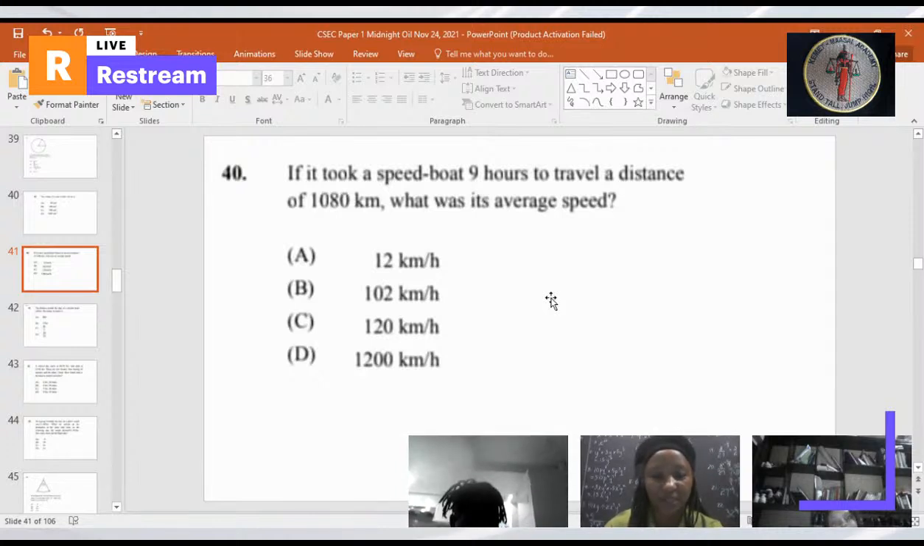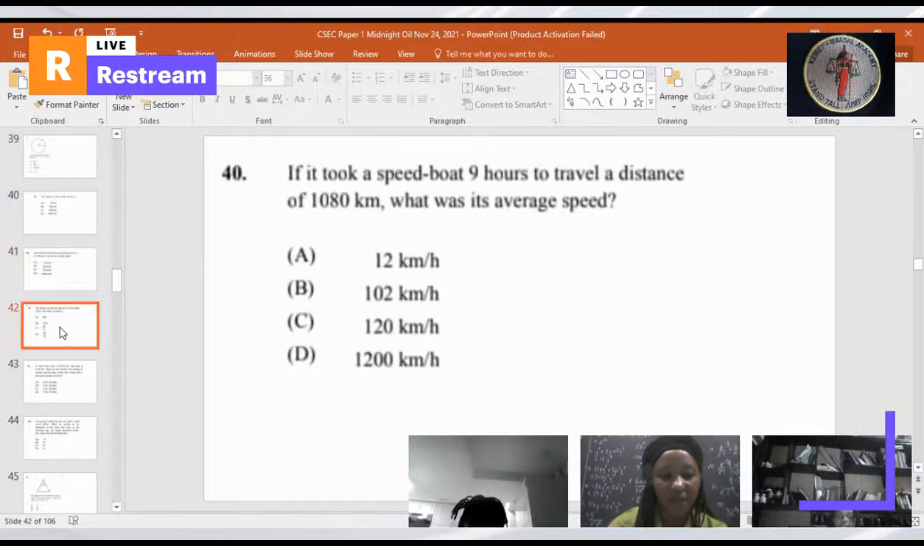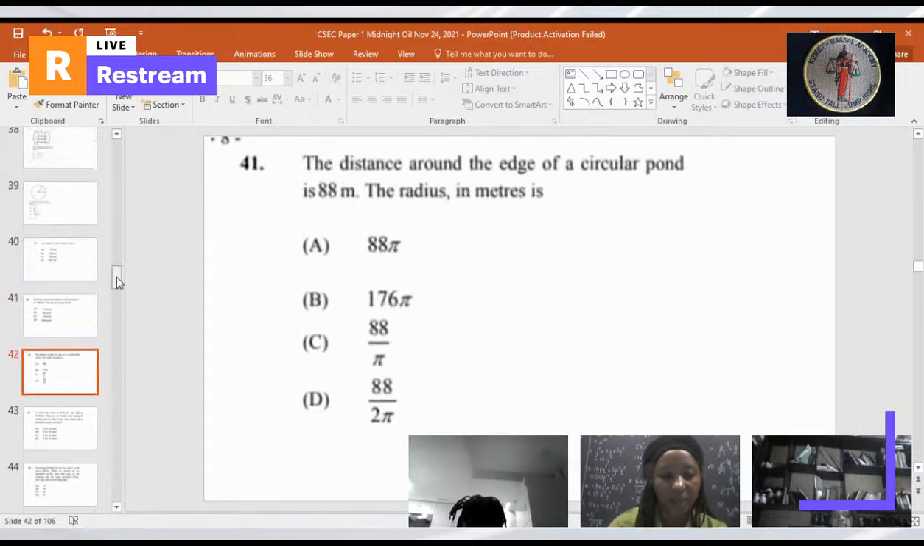Imani, go again from the top. If it took a speedboat 9 hours to travel a distance of 1,080 kilometers, what is the average speed? For that one, I would divide the kilometers traveled by the amount of hours it took, which would be 1,080 divided by 9, which I got C, 120 kilometers per hour. Correct. Speed is distance traveled divided by time.